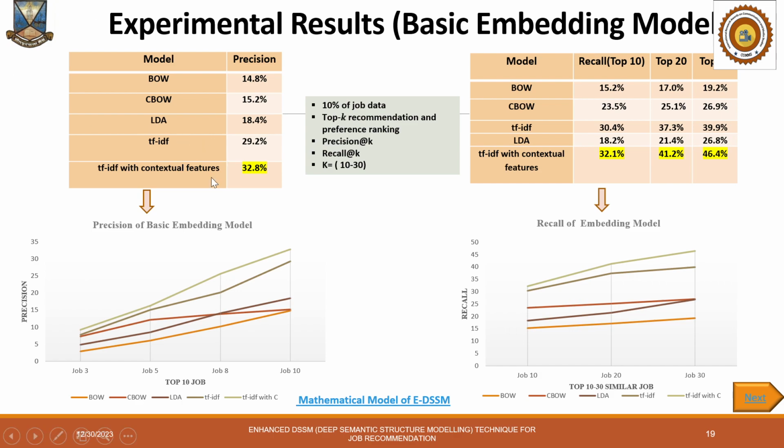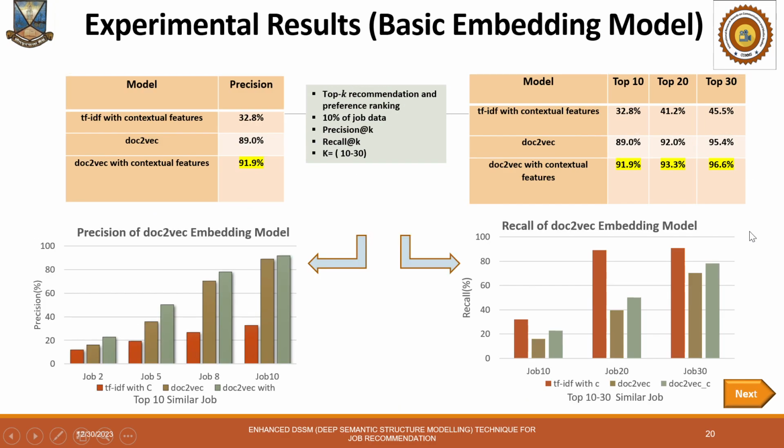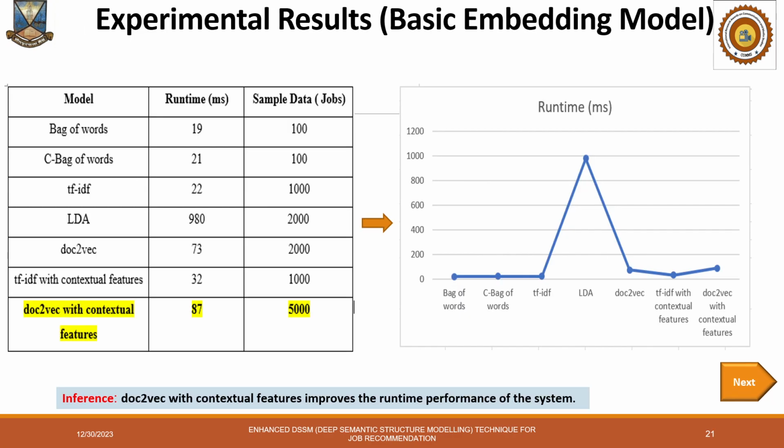As we observe here, TF-IDF with contextual features gives better results in precision as well as in recall. In my second experiment, I am referring to TF-IDF with contextual features, the doc2vec approach, and doc2vec with contextual features, with the same experiment setup. As we observe here, the precision and recall values increase. So doc2vec is a better model compared to the others.